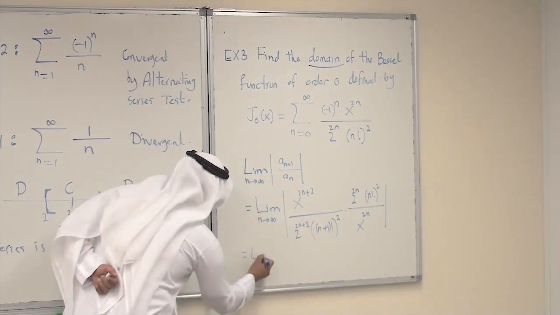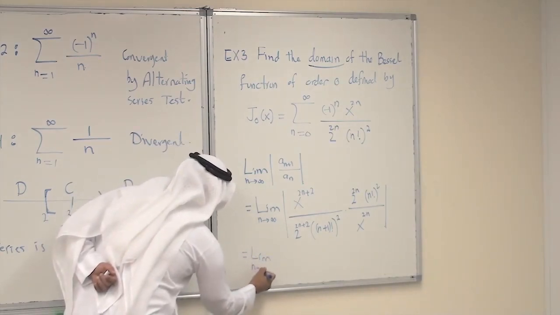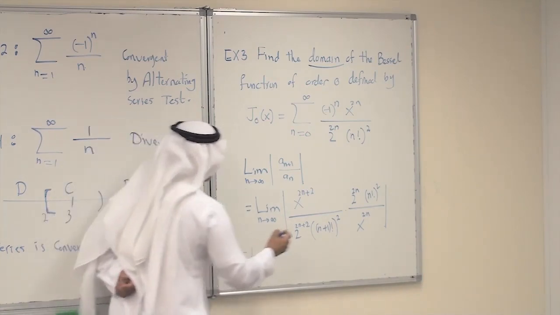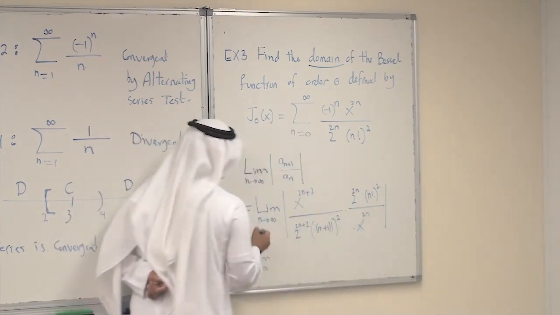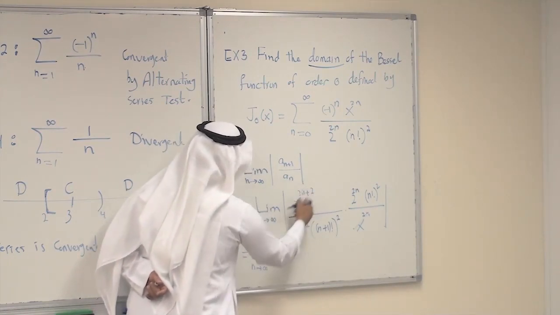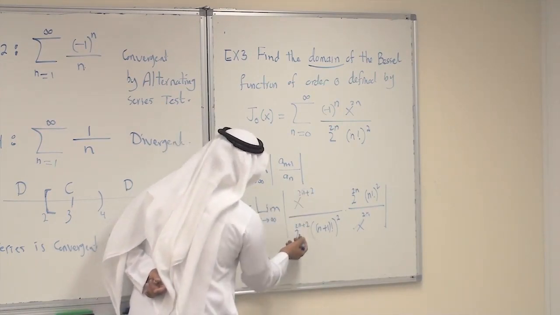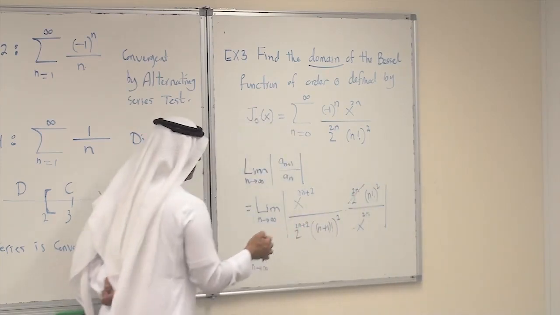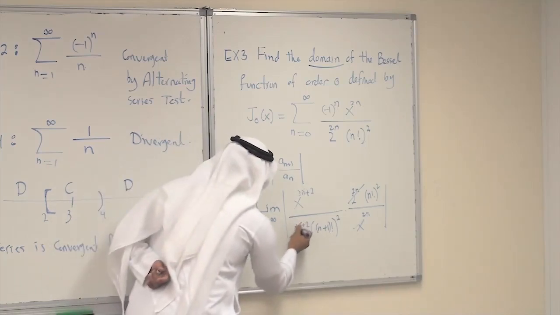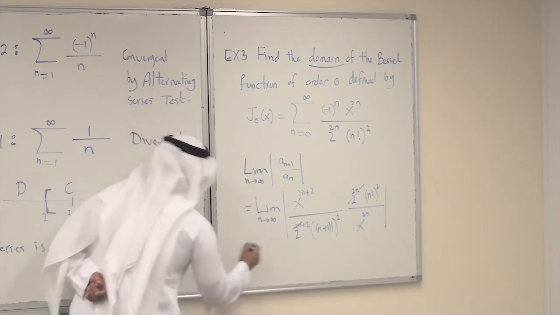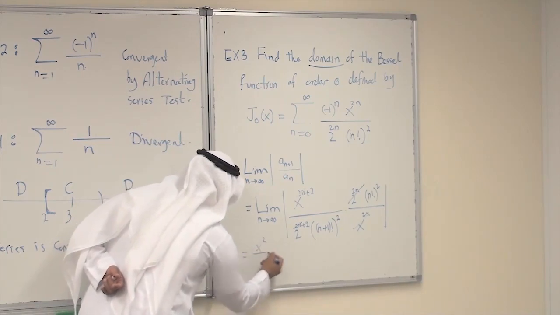This is the limit as n goes to infinity. If you simplify, you can cancel x to the power 2n with x to the power 2n, so we have x squared remaining. The same thing you do for 2 to the power 2n plus 2 and 2 to the power 2n; this will be cancelled out. So what we have here is, if you allow me, I can take this outside. It will be just x squared over 4 outside.